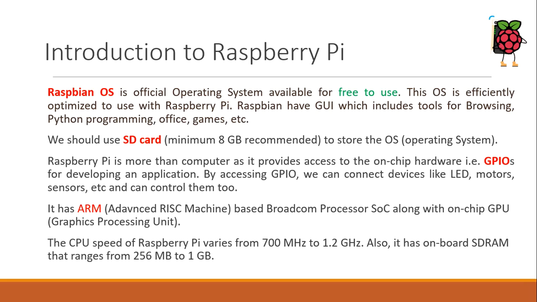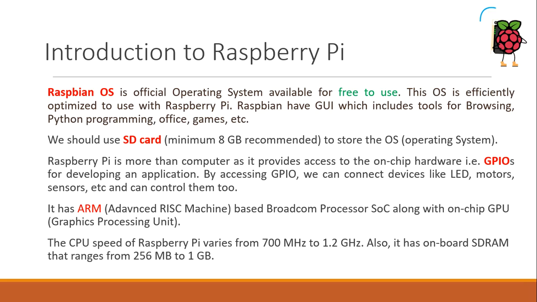Raspberry Pi also has a GUI where you can go for browsing. Some programming languages you can learn here, and some small scale gaming is possible. Due to the limitations in the hardware, like CPU and memory, you can run small scale applications that consume less memory and power. Then we should use an SD card. A minimum of 8 GB is recommended to store the operating system.